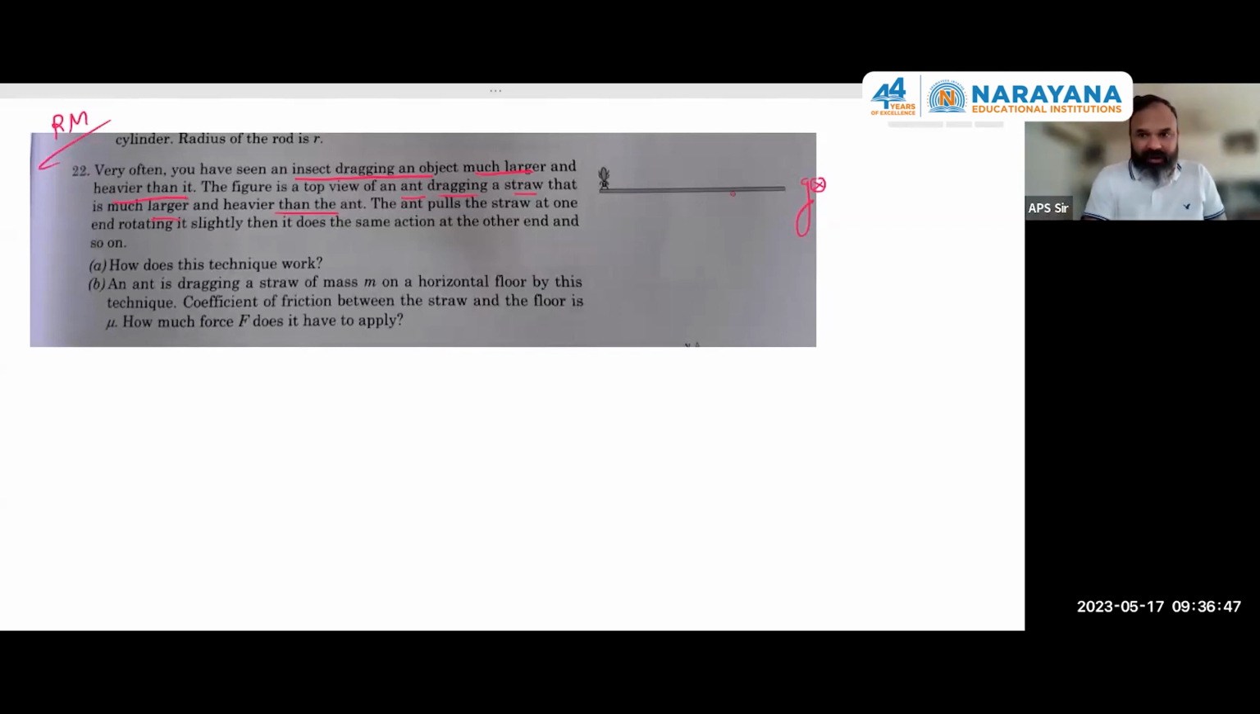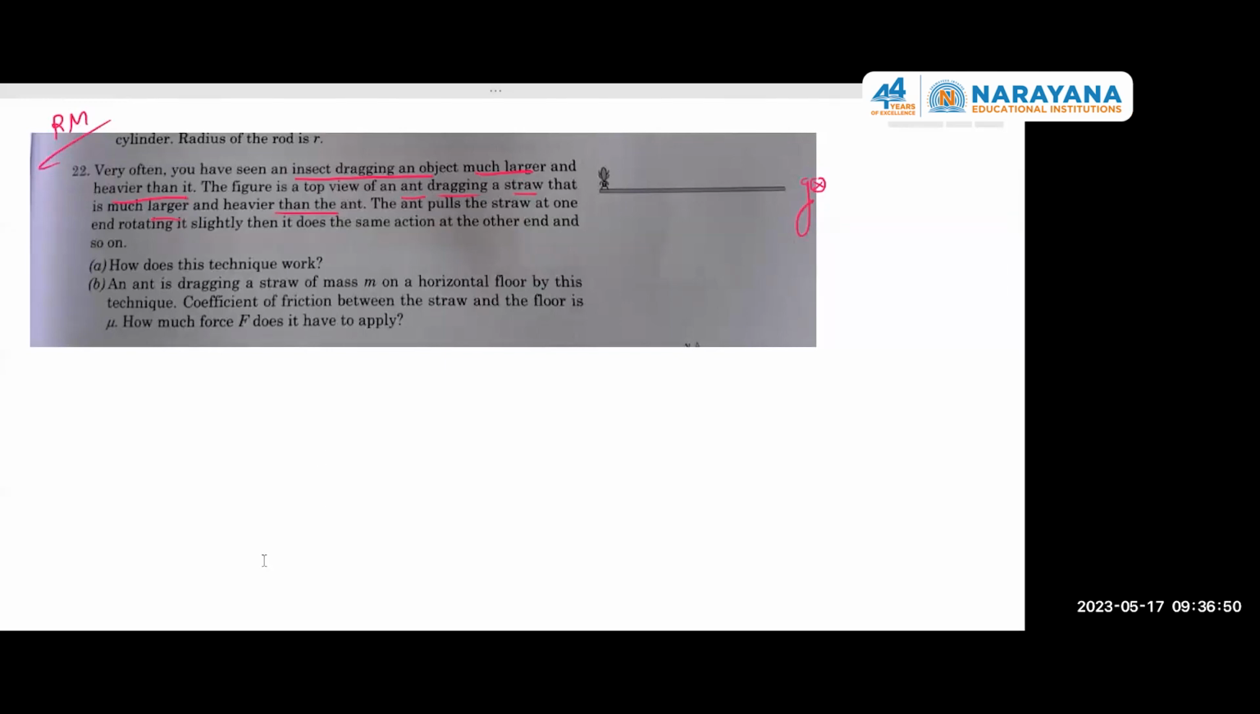Just give me a moment. You read the question. The ant pulls the straw at one end, rotating it slightly, and then it does the same action at the other end, and so on. How does this technique work? Basically the question is, if the ant is dragging a straw of mass small m on a horizontal floor by this technique, and the coefficient of friction between the straw and the floor is mu, then you have to find out the force that he has to apply. We need to calculate the value of force that he has to apply here.